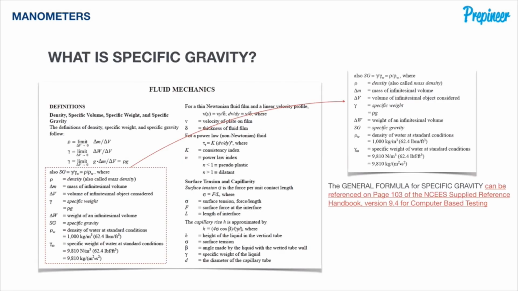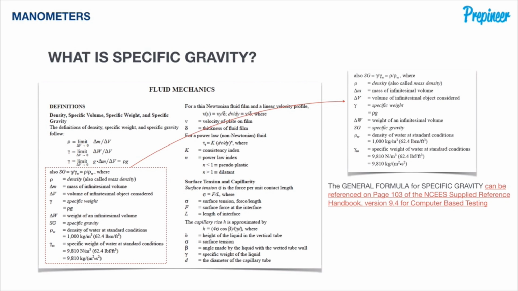So let's go ahead and revisit what we know about specific gravity. Now for that specific weight of water, constant 9,810, look at the lower left corner of that left image and you'll see it posted right there. That's in your NCEES reference handbook. So if you ever need it, it's on the first page of the fluid mechanics section, page 103.